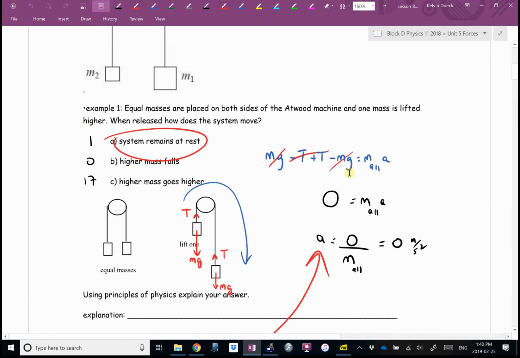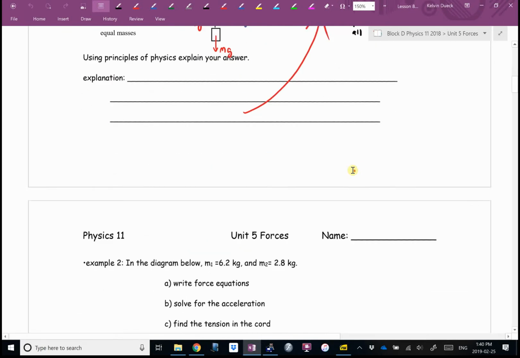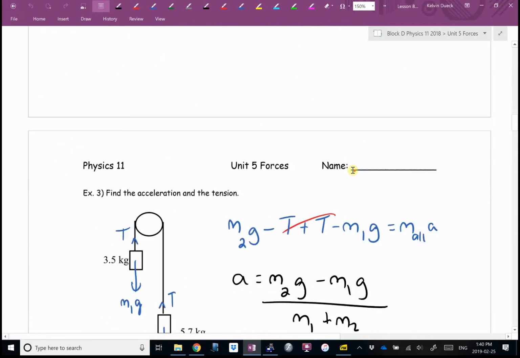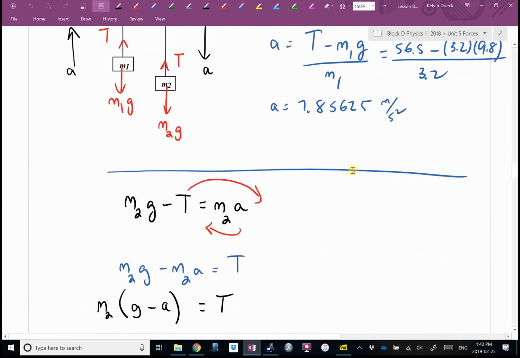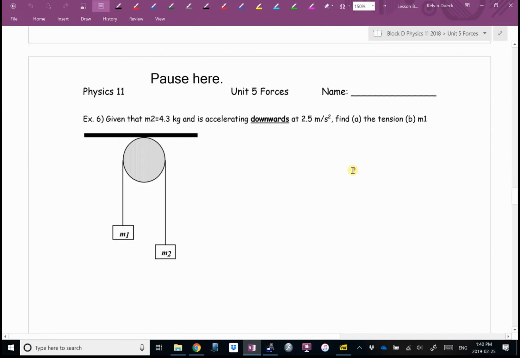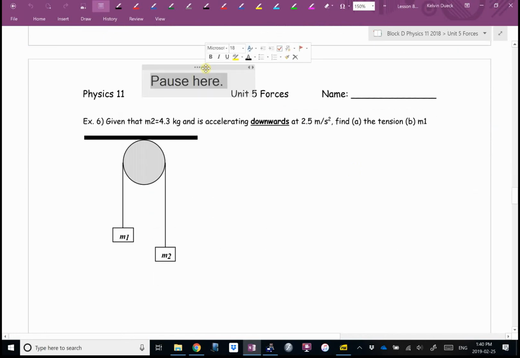We said our strategy was going to be, we're going to do a free body diagram. We're going to do winner minus loser equals m all a to find acceleration. And then we're going to pick one of the masses to find tension, unless they don't give us both masses. So in example 5 and example 6 where we've left off, they didn't give us a mass.